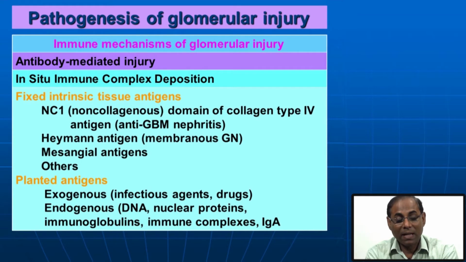Now there may be a mesangial antigen, and recently we have described the phospholipase A2 receptor, the antigen or antibody against that, which is very important for pathogenesis of membranous glomerulonephritis. Now there may be planted antigen also, like exogenous infectious agent and drug, like hepatitis B viral infection. You can have hepatitis B viral antigen planted in the glomerulus capillary wall, which can lead to even membranous glomerulonephritis. Now endogenous antigen may be there, like DNA, nuclear protein. This we see in systemic lupus erythematosus. We will be seeing that in glomerulonephritis associated with systemic diseases, where the anti-DNA antibody and other things can be deposited.